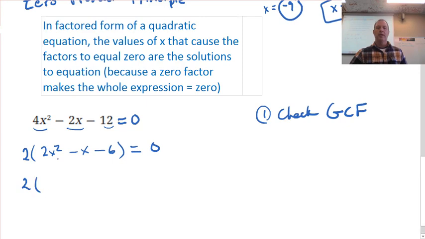So let's factor this here. We know it's going to be 2 binomials if it's going to work. And the first two terms have to multiply to 2x squared. So let's make sure there's an x in each one.